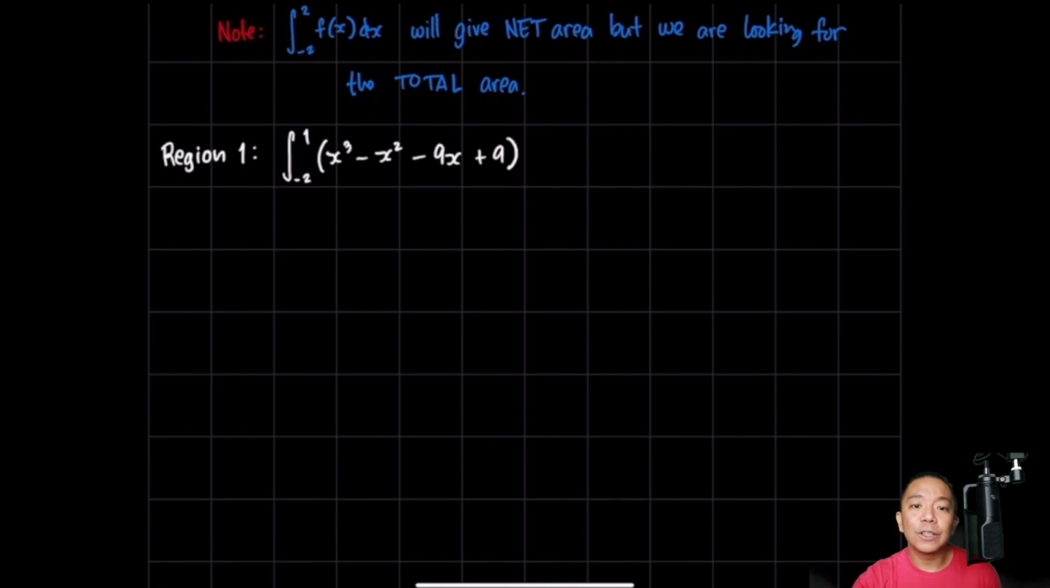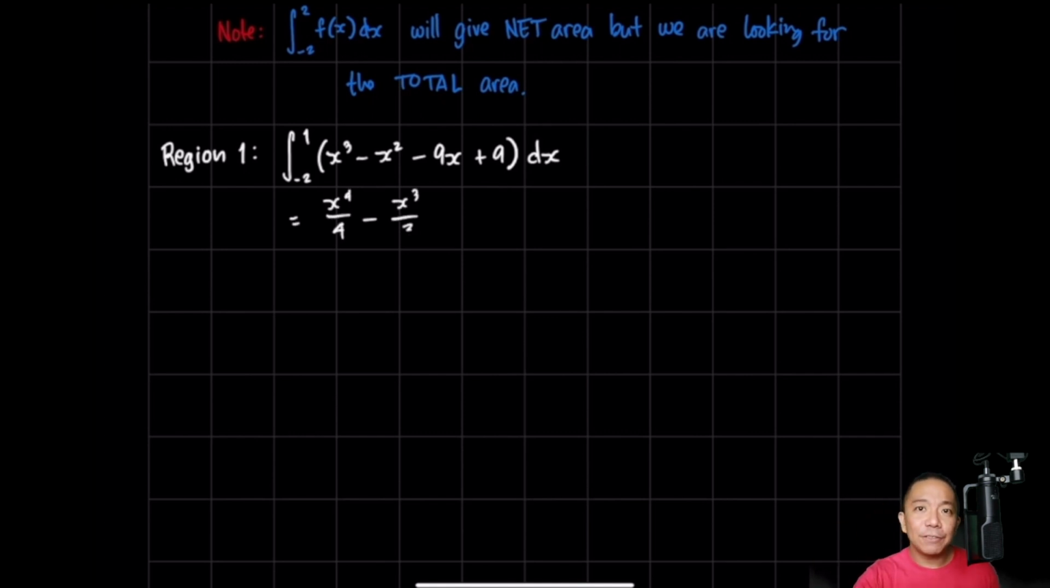And the first region will be the region from negative 2 to 1. And this is the part that is above the x-axis, so we expect a positive answer dito. To get the area of that region, we will just simply evaluate the definite integral from -2 to 1. Kasi sa 1 yung boundary nung dalawang regions eh.